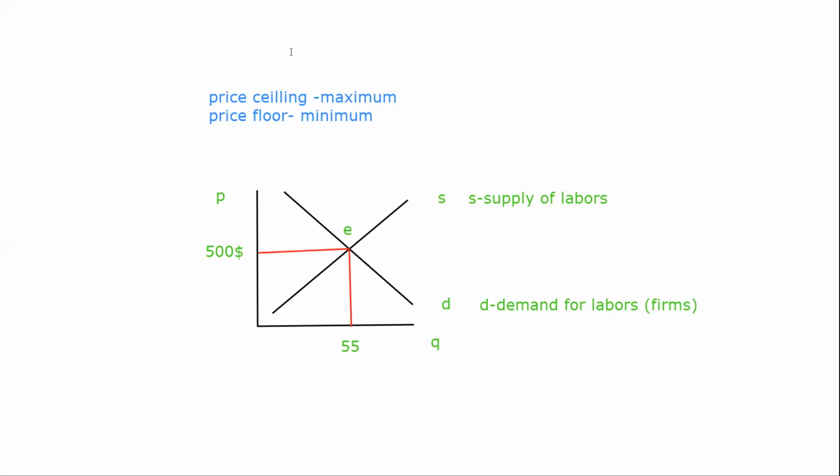So if the government puts a price floor, which is minimum, the government says, look guys, do not go below this salary. So your salary should not be below, let me just use a different color of drawing. Here's the price floor. Price floor. Minimum. And they set the price to be $300.